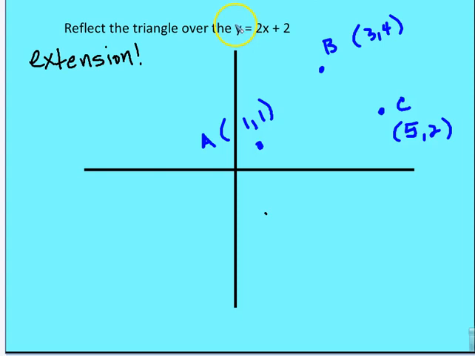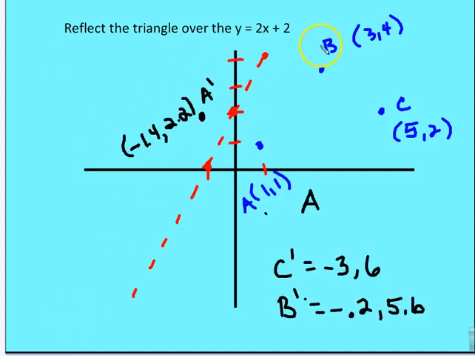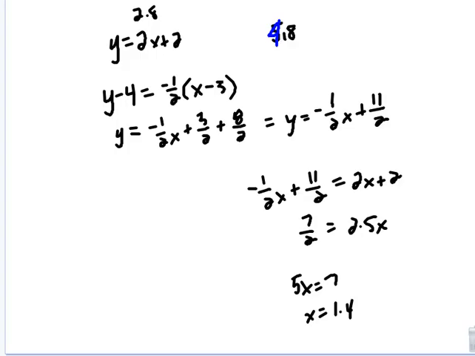All right, so this is an extension problem. I want you to see if you can reflect the triangle over y is equal to 2x plus 2. I'm going to show you the answer, but ask that you do the work on your own. Think about what we did with reflecting over the line y is equal to x. The answers that I got: A prime (-1.4, 2.2), B prime (-0.2, 5.6), C prime (-3, 6). I'm going to leave this process up to you to evaluate on your own time.